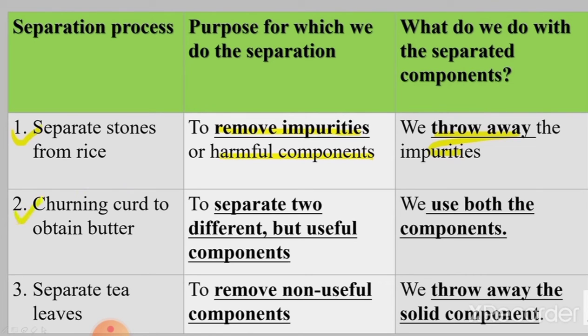Now let's take this one. Churning curd to obtain butter. Why are you doing this? You are doing this because you want to separate two different but useful components, right? And what do you do with these separated components? We use both the components. We use both lassi and butter also. Now separating tea leaves. So why are you doing this? To separate a non-useful component. What is the non-useful component here? Tea leaves, right? And what do you do with these tea leaves? You throw away this component, right?